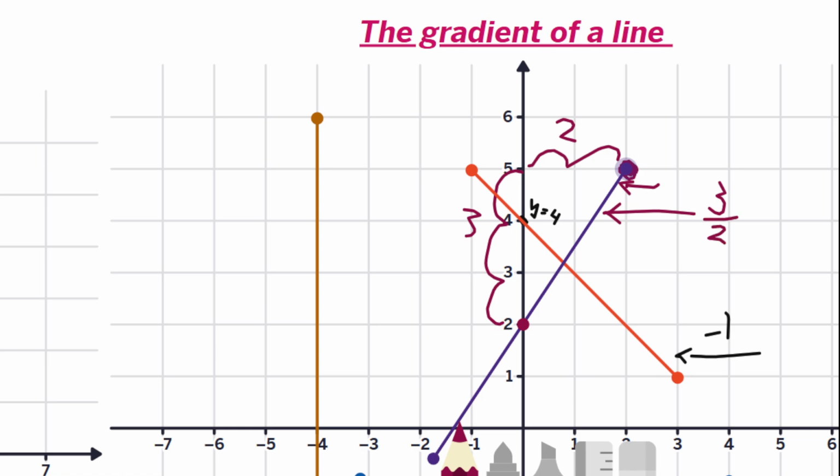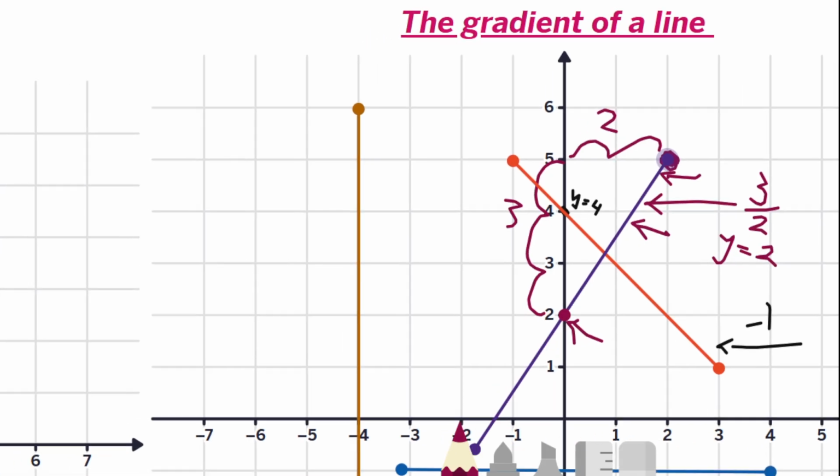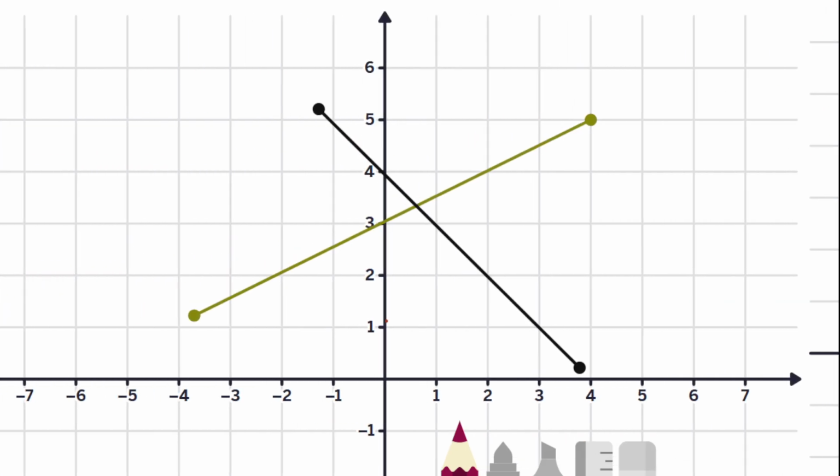We got it. And what's the y-intercept? The y-intercept is the point where the line crosses the y. So the y-intercept of the blue line is y equals 2. That's perfect.